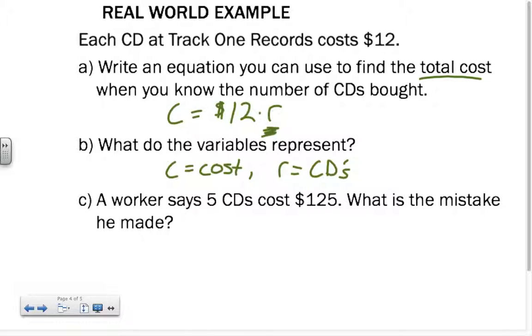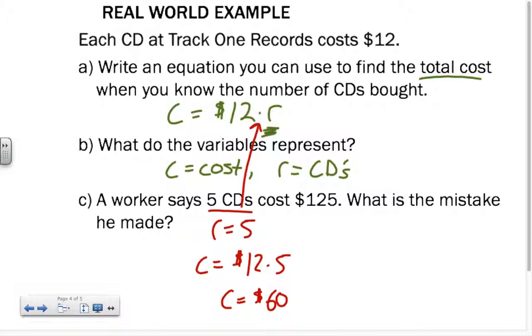So, let's look at the last example. A worker says 5 CDs cost $120. What is the mistake he made? So they're telling us there's a mistake. Well, let's go find it. This idea of 5 CDs, well, we use that to represent R. R is 5. Let's plug it into the equation, this one right here. You have C is equal to 12 times 5. In this instance, you'll get C is equal to $60. So the worker's charging him or her $125 for those 5 CDs, but really they should only be charging him $60. So that's a huge problem, a definite mistake, almost charging him double for those 5 CDs.